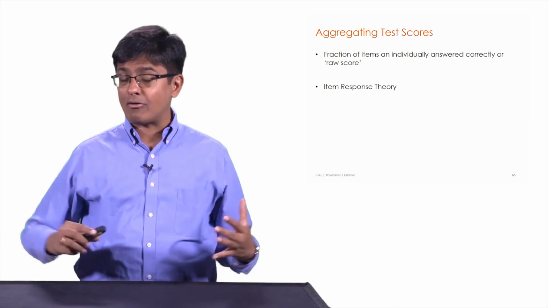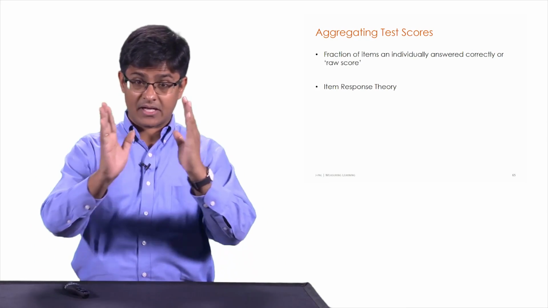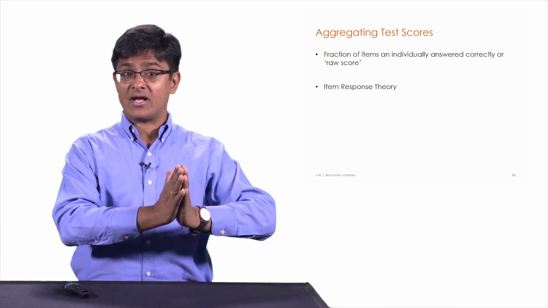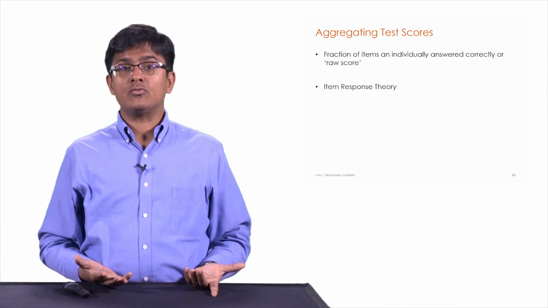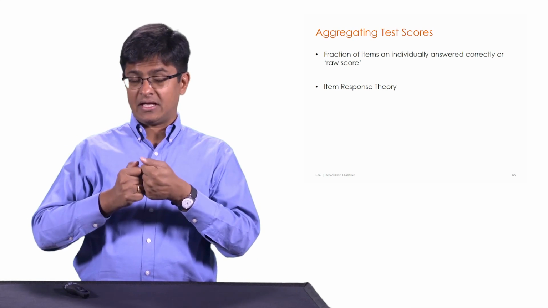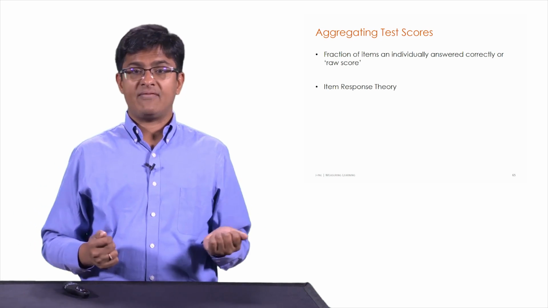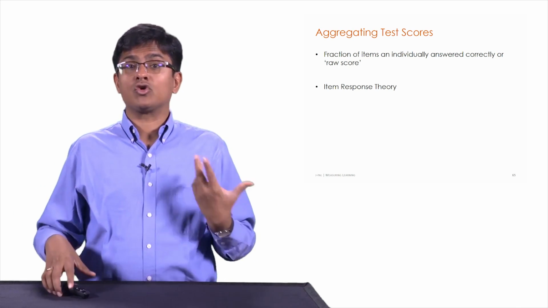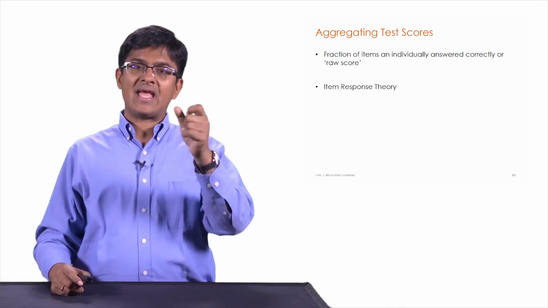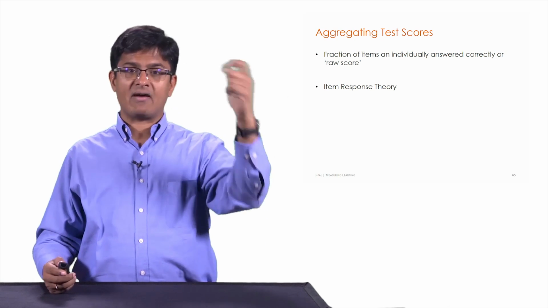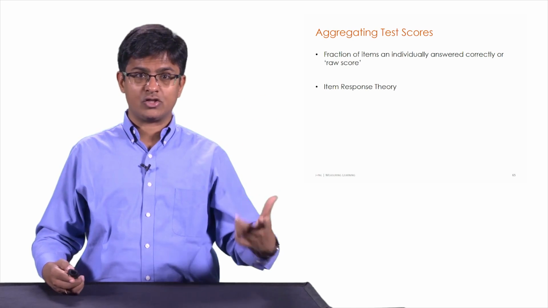So let's now talk about how you actually aggregate test scores, because this is the entity that we're then going to standardize. The most standard thing people do is just take the fraction, the percentage score on an actual test. So if you get 13 out of 25, that's a raw score of 52%, and then you take that, subtract the mean, and divide by the standard deviation to come up with the standardized score.